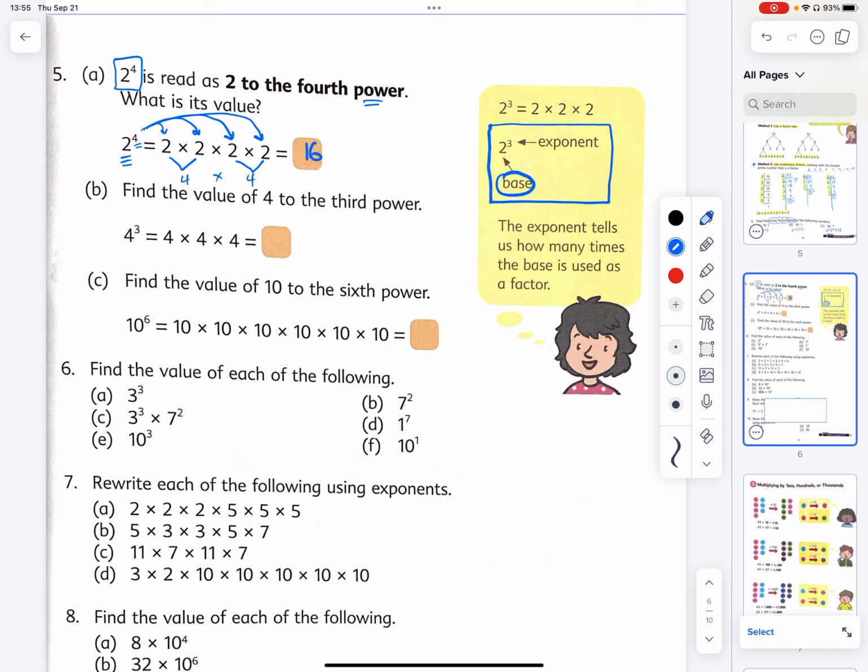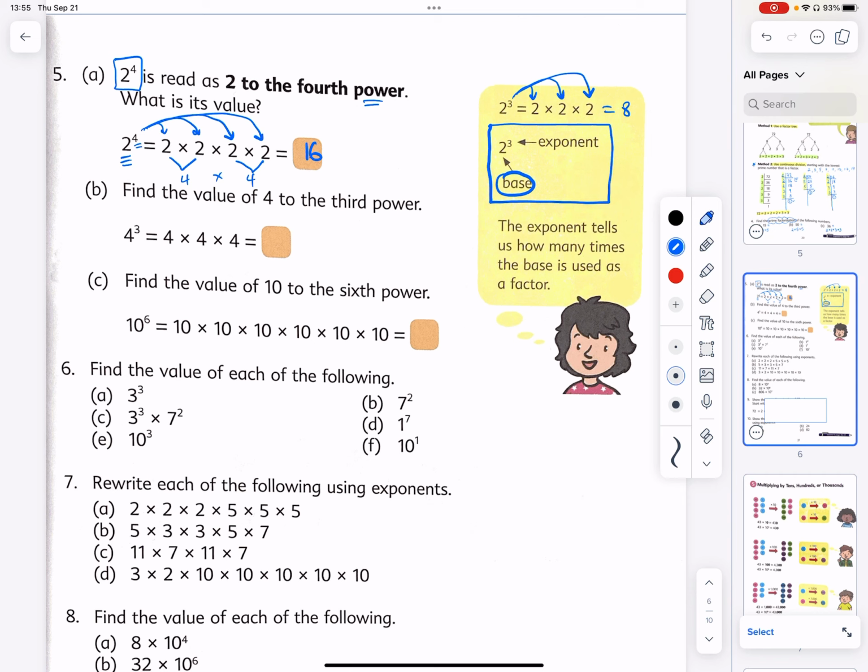How do we read this? The number at the bottom is called the base, the foundation. The little cute small number at the top is called the exponent. And that exponent tells us how many times we multiply this number by itself. So, if the exponent is 3, we multiply 1 time, 2 times, 3. So we multiply 2 times 2 times 2, which, by the way, is 8.